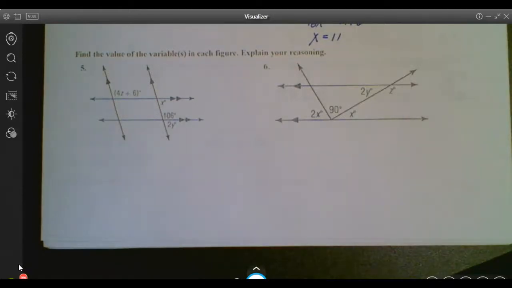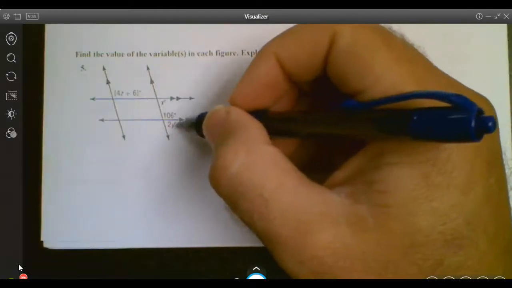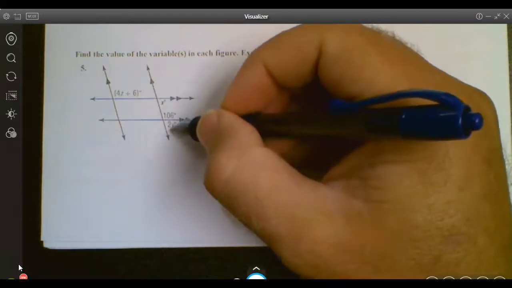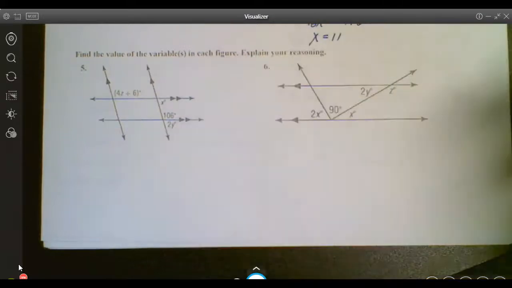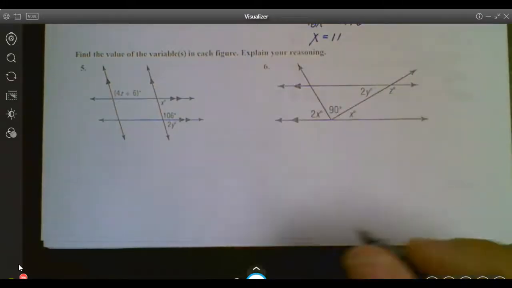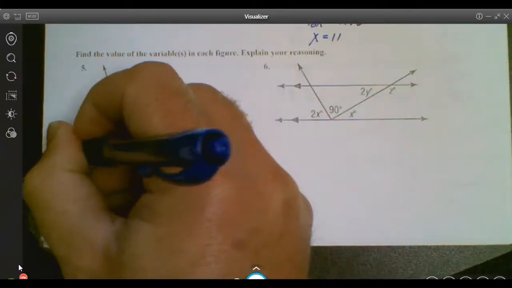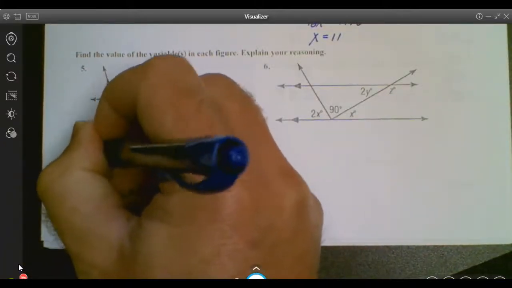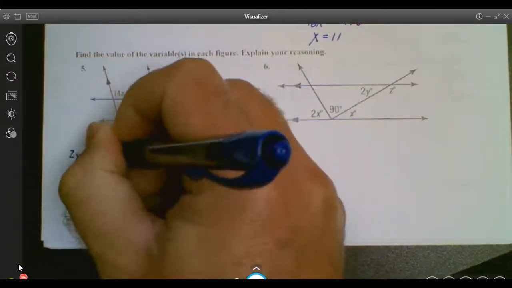See how you're doing. This is a very familiar figure. We're going to see a lot of this, these four lines, as we've already seen. One relationship we can get right off the bat is here. Right? This is a linear pair. And so we could just simply say that 2y plus 106 adds to 180.